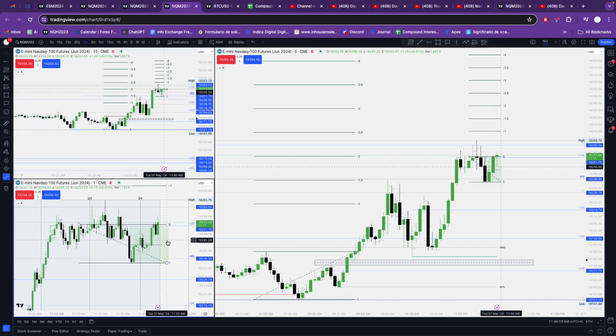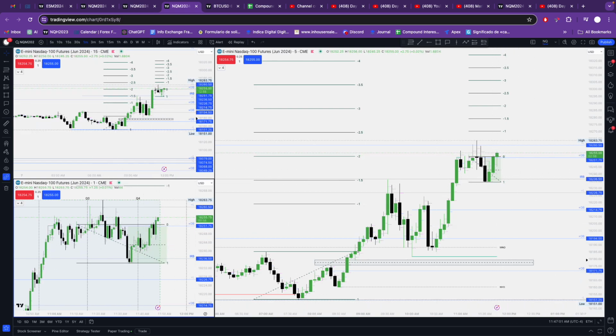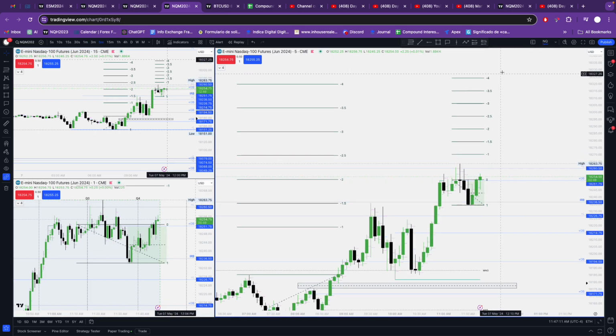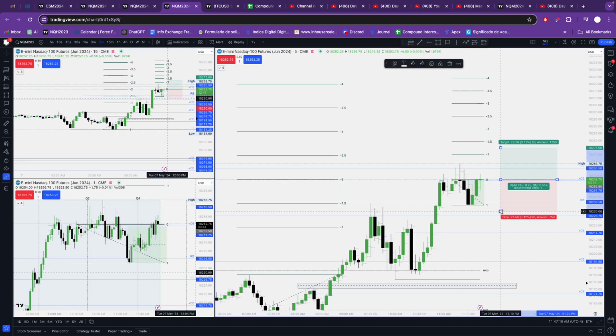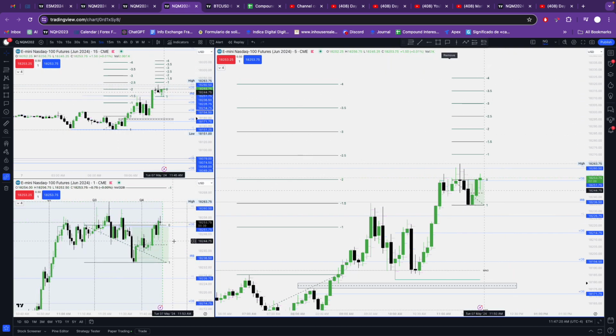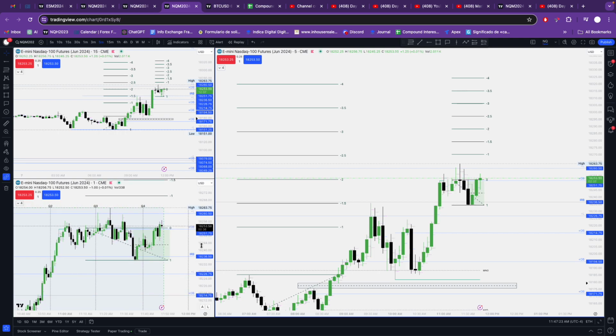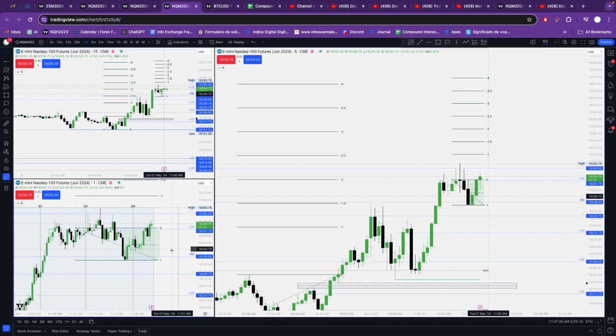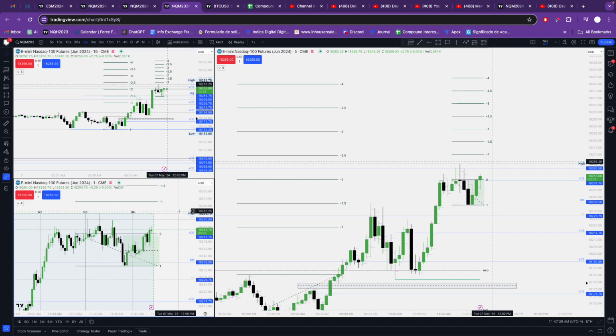Fair value gap right here. Bullish order block. We're going into lunch, so I want to take this trade, but given that we're going into lunch, I mean, is it really worth it? We could just observe it. We could just read this price action. Quarterly shift coming up here. This is lunch, so we might just take a break from here.